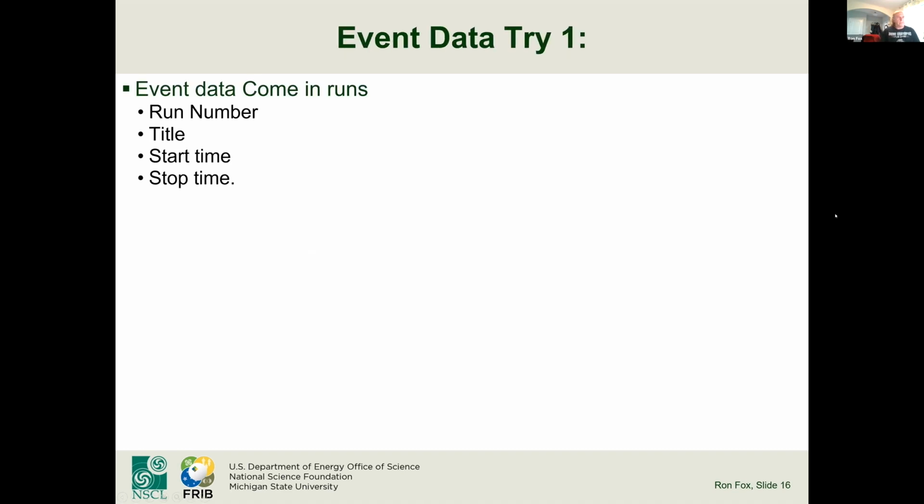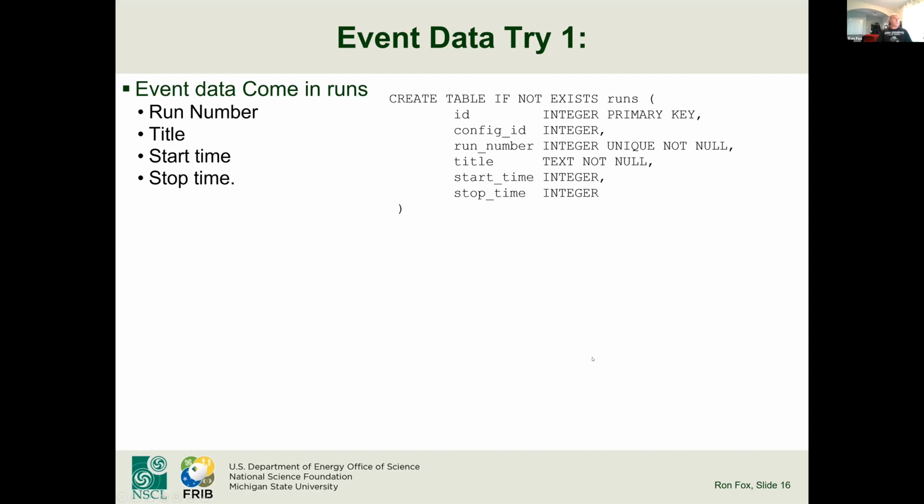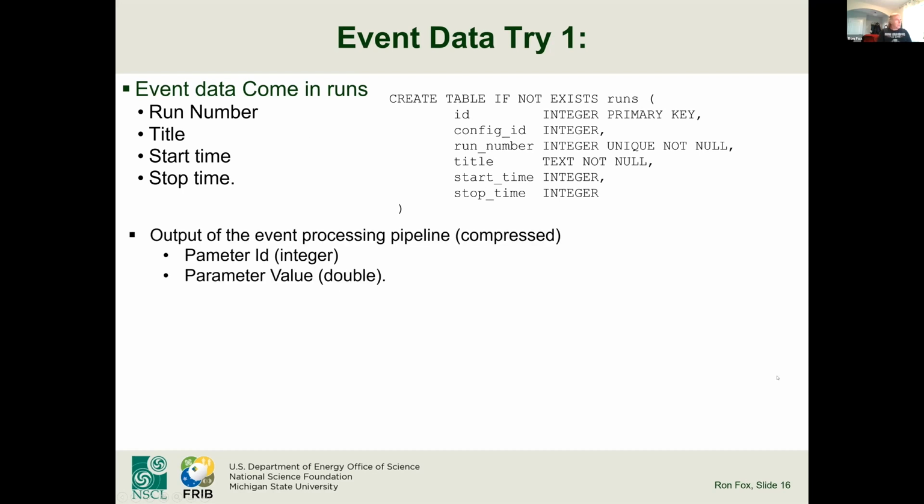All right, so let's look at how we might store event data in here. It looks like I'm going to get us well back on track for time. Event data comes in runs, as I said when I was talking about the logbook application we're working on. Runs have run numbers, titles, start times, and stop times. So that's a pretty simple table definition. Our first try was to do an ordinary database-style definition to describe an event.